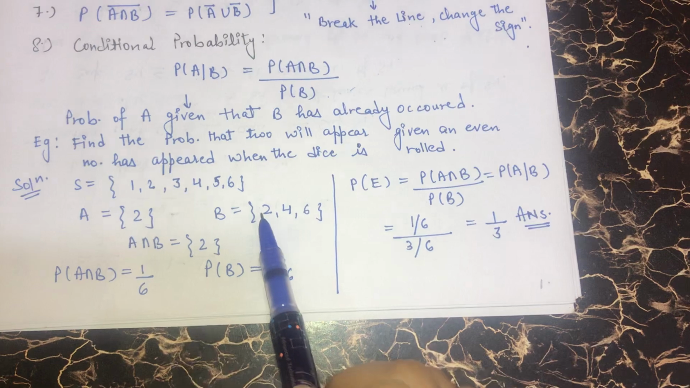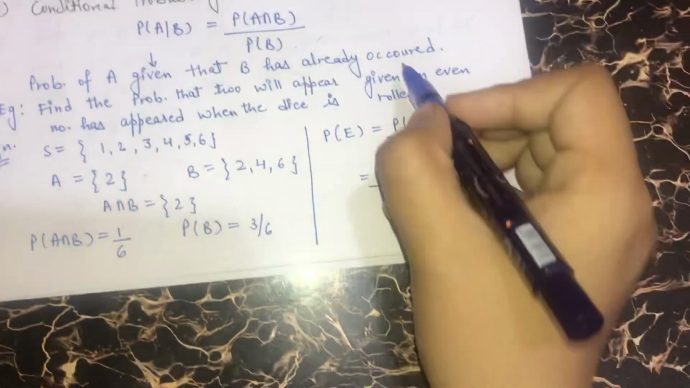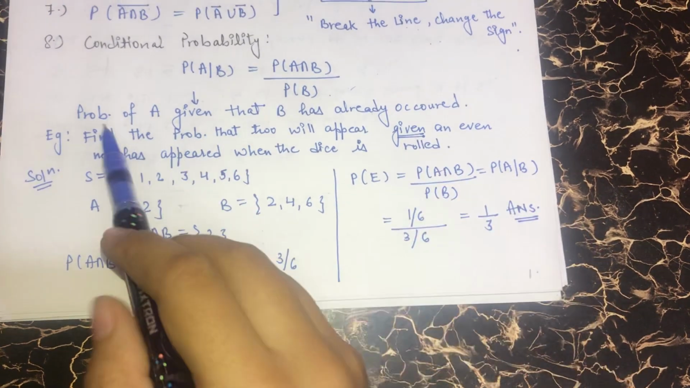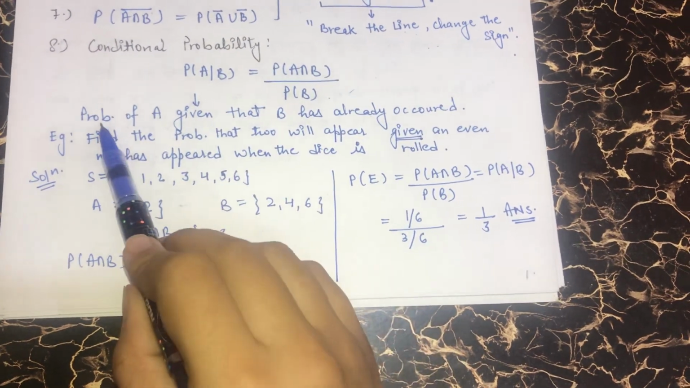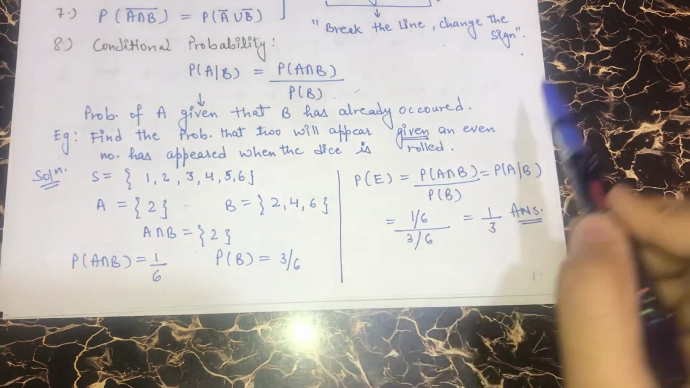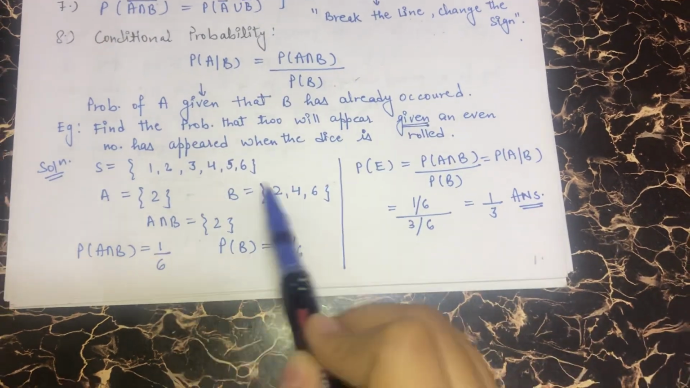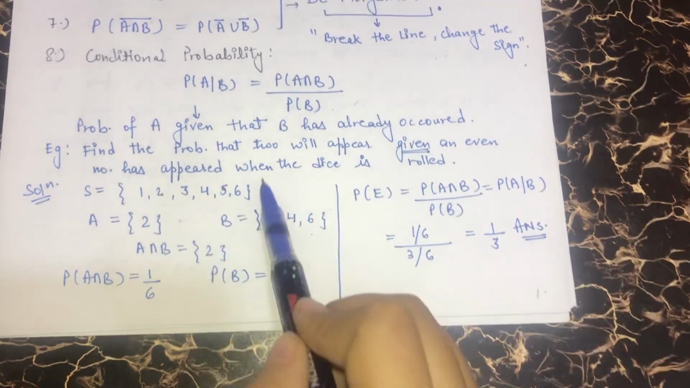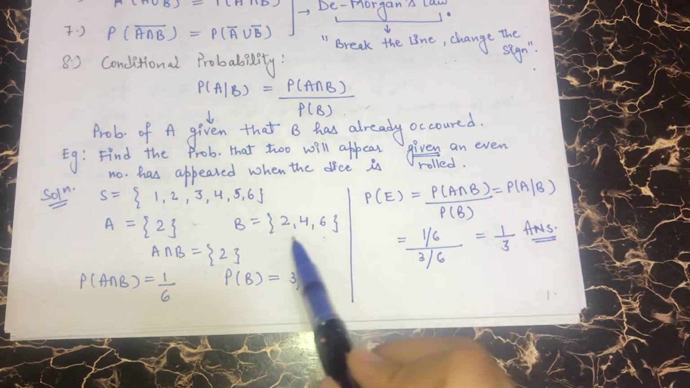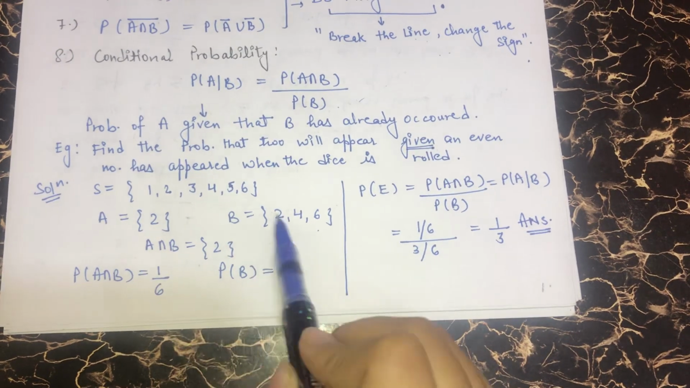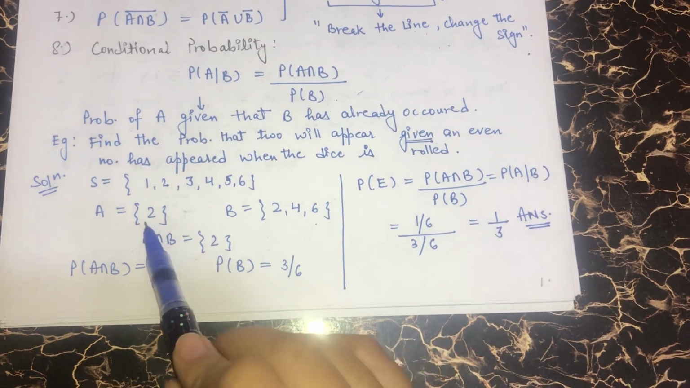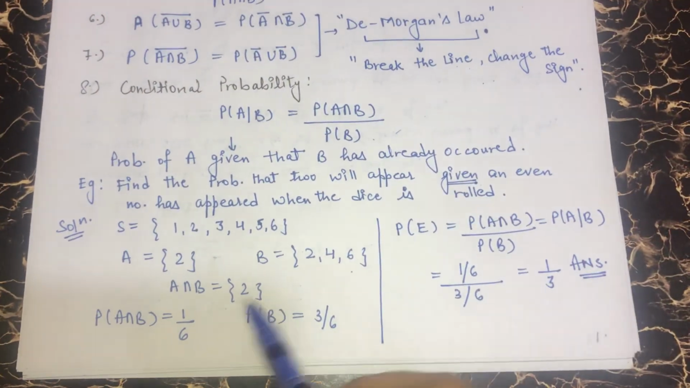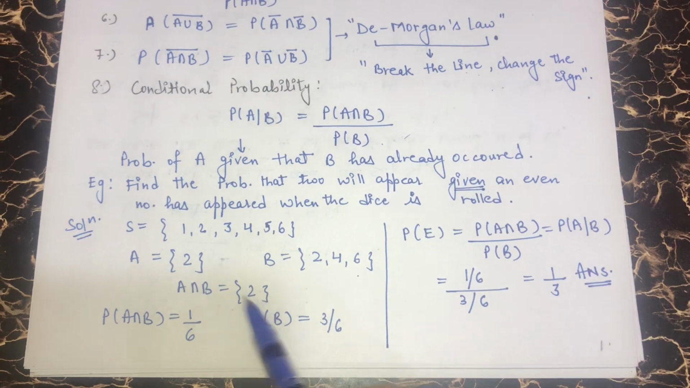So we will take the intersection, because this is the word that helps you find out that a conditional question is given. I have told you here also, it is read as probability of A given that B has already occurred. We are finding the probability of A, and a condition is given for B. What is the condition for B in this question? That an even number has already appeared. So the set for B is this, and the set for A is this. When you take the intersection of both, you will see that 2 is common.